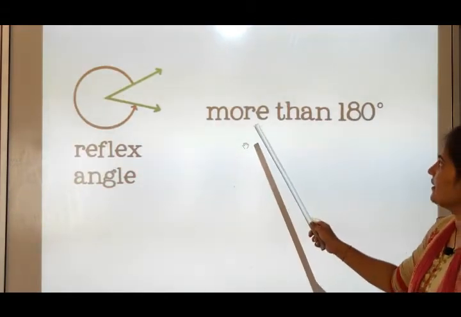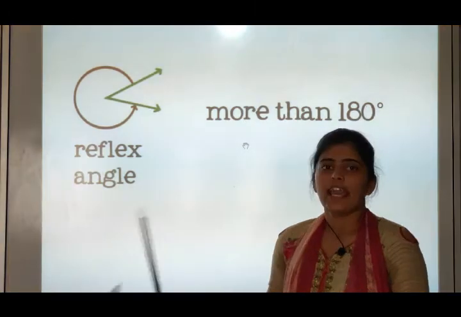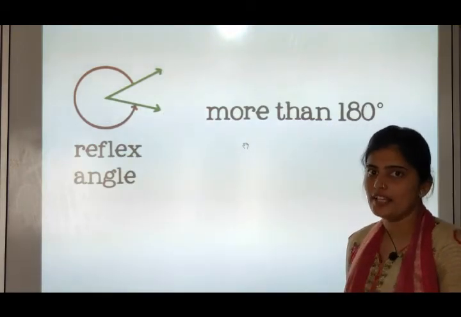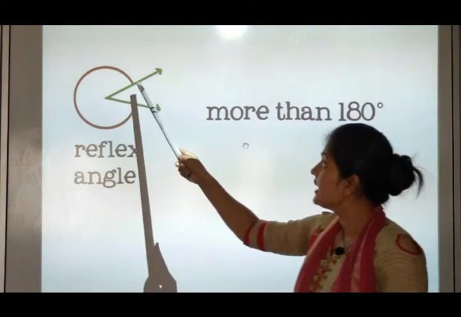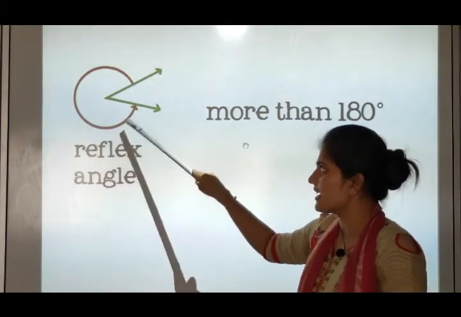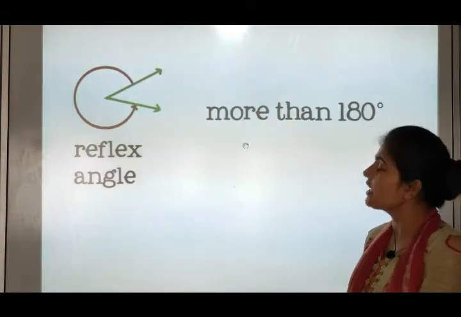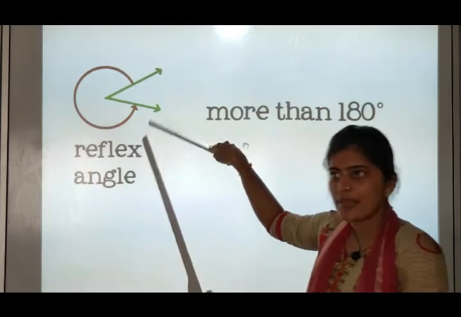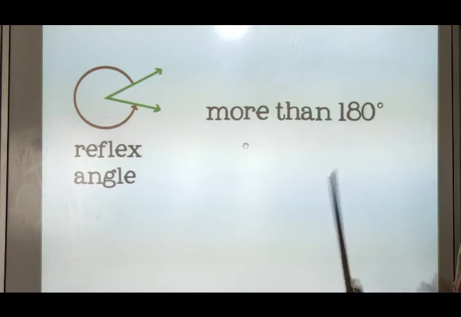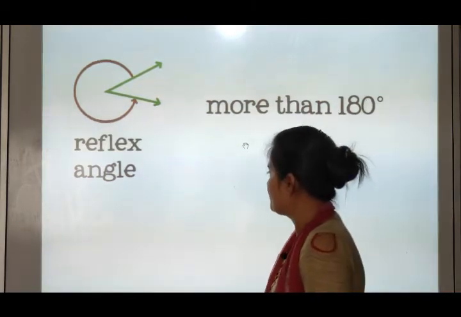Now next, whenever an angle is more than 180, it is called a reflex angle. Here you can see it looks like an acute angle, but which space do you have to consider? You have to consider this outer space as the angle. So this is a reflex angle. If we are talking about the inner space, then it is an acute angle, but if we are talking about the outer space, then it is a reflex angle. A reflex angle is more than 180, greater than a straight line.